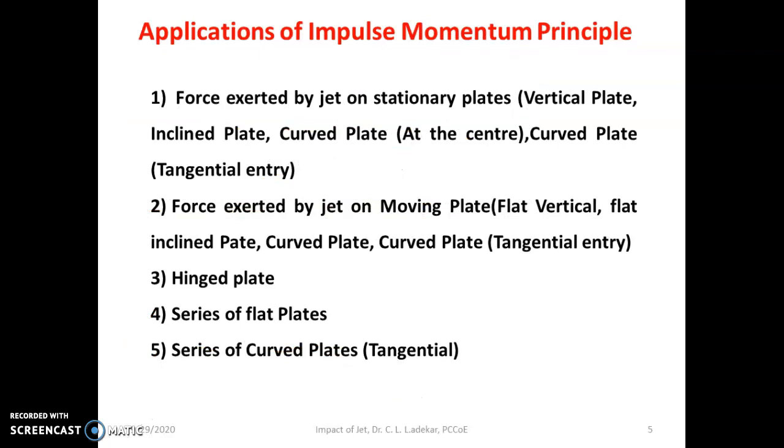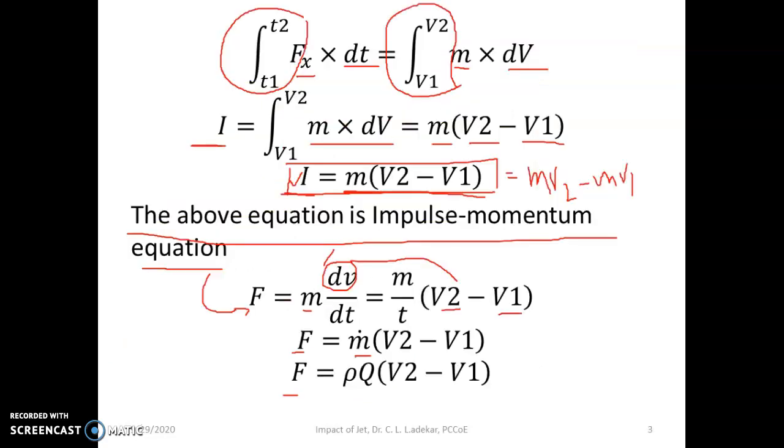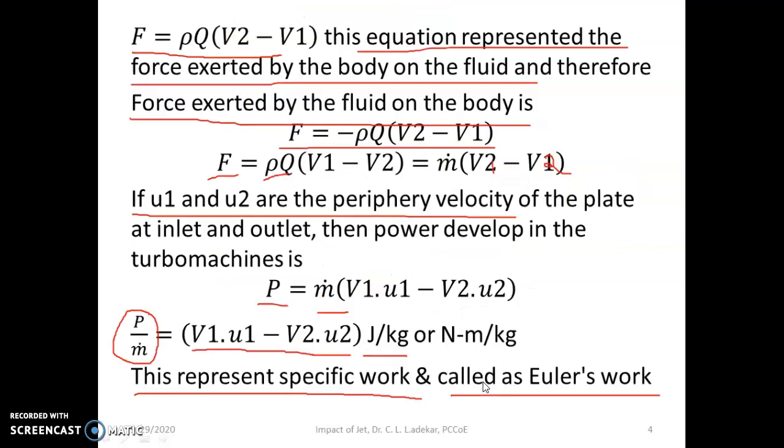So this is all about the impulse momentum principle. If you look at all the derivations and the terminologies derived from this, it includes your impulse momentum principle and its mathematical expression. Then the equivalent in terms of force exerted by the plate on the jet and the jet on the plate, as well as the expression for the power and power per unit mass. This represents the Euler's work.